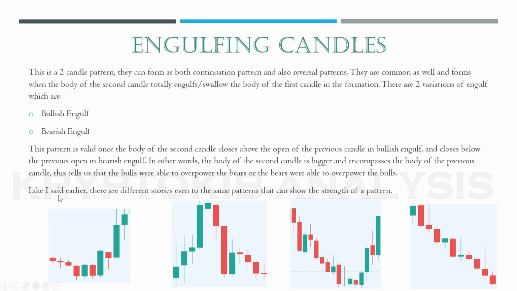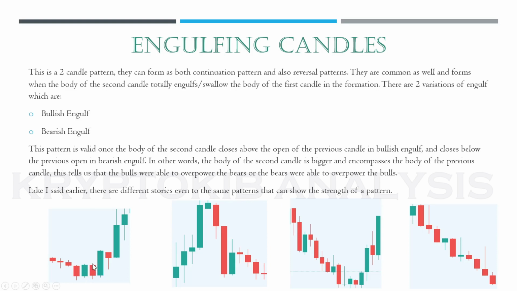So this pattern is valid once the body of the second candle closes above the open of the previous candle in a bullish engulf, and closes below the previous open in a bearish engulf. In other words, the body of the second candle is bigger and encompasses the body of the previous candle. This tells us that the bulls were able to overpower the bears, or the bears were able to overpower the bulls. Like I said earlier, there are different stories, even to the same patterns, that can show the strength of a pattern. I was just talking about this on the pin bar slide.